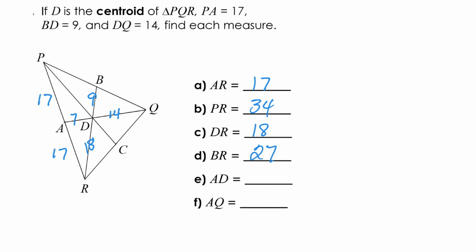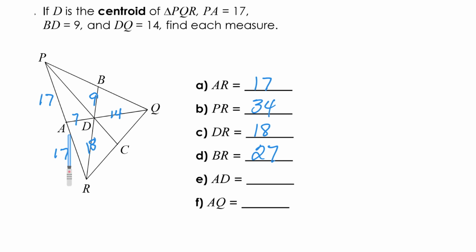Next is AD, which we already have specified here to be the length of 7. And finally, the length of AQ. So here is AQ right here. We have a length of 7 and a length of 14, and 7 plus 14 is 21.